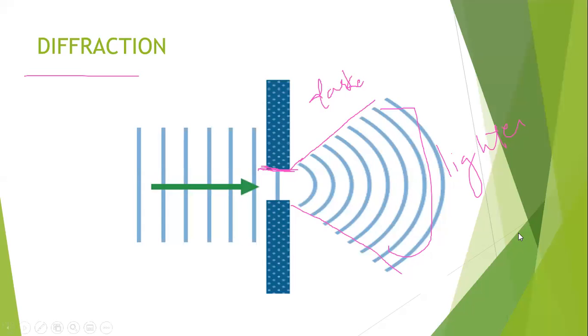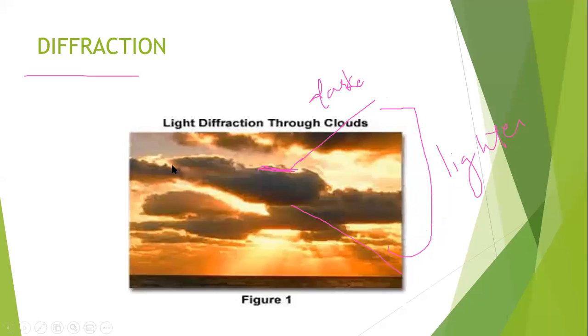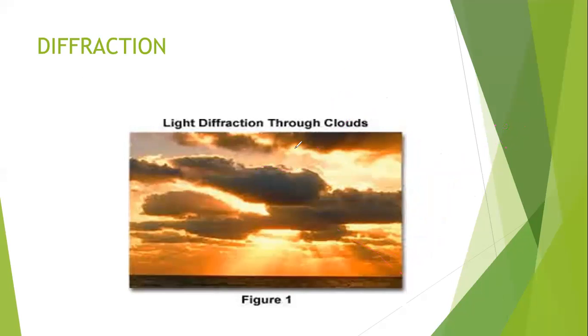You can better understand this diffraction from this figure. Here you can see light is diffracting from the clouds. Due to that diffraction, you see the silver lining around the clouds because of the diffraction of the light. Light diffracts from the holes when it hits the edges of the object.